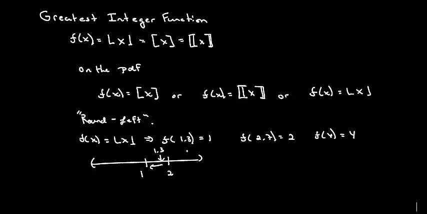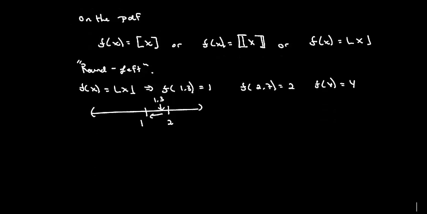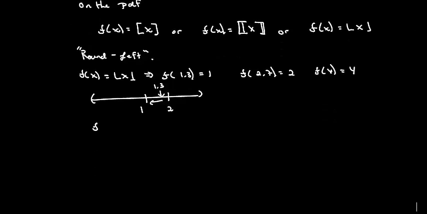Now be careful about thinking round down, because that's where it gets students in trouble. If I ask what is f at negative 1.3, and I take a look on the number line, here's negative 1, here's negative 2, here's negative 1.3, I have to go left, so this is equal to negative 2, right? So just be careful when you're working with the negatives. But again, these three different notations can all be used to represent this greatest integer function.